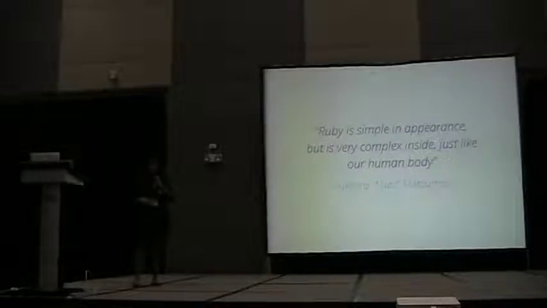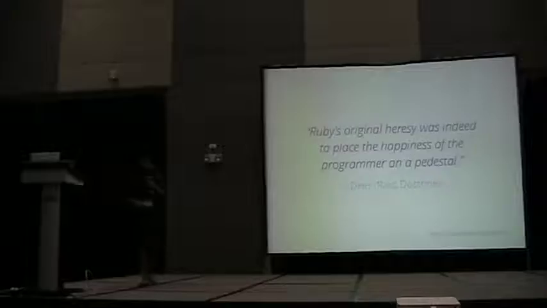In the words of Matz, Ruby is simple in appearance but complex inside, very much like the human body. When I first got introduced to Ruby, it was like, oh my god, there is so much I can do with this, and I had no idea how it does it. And okay, I don't really care either because it lets me do it. Also, in the words of DHH, who wrote this in the Rails doctrine, Ruby's original RC was indeed to place the happiness of the programmer on a pedestal, right?